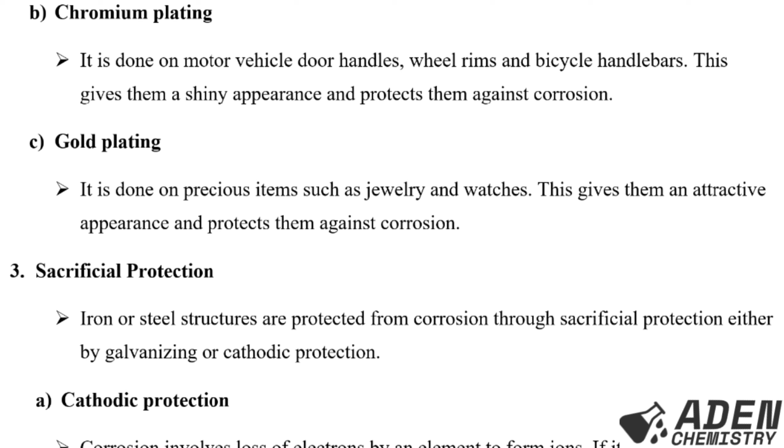Next, we are going to go to another example of electroplating, which is chromium plating. It is done on motor vehicle doors, handles, wheel rims, and bicycle handlebars, and we are told this gives them a shiny appearance and protects them against corrosion. Then the third is gold plating. Gold plating is done on precious items such as jewelry and watches, and we are told this gives them an attractive appearance and protects them against corrosion.